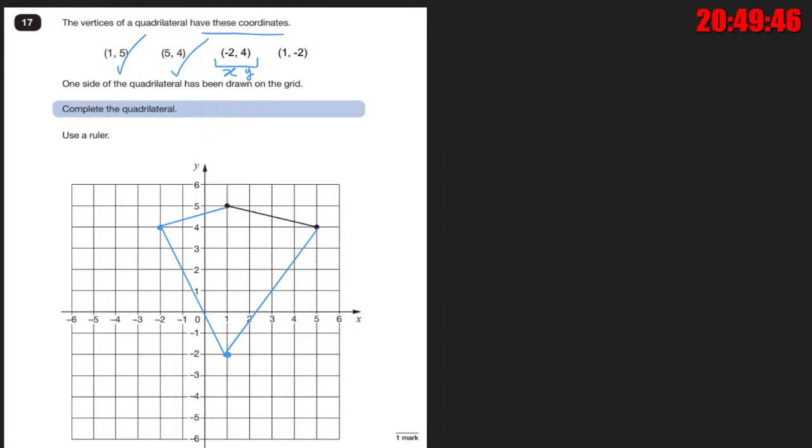That's what they're asking. Use a ruler. So make sure you bring the protractor, ruler, and compass set and everything in your pencil case.